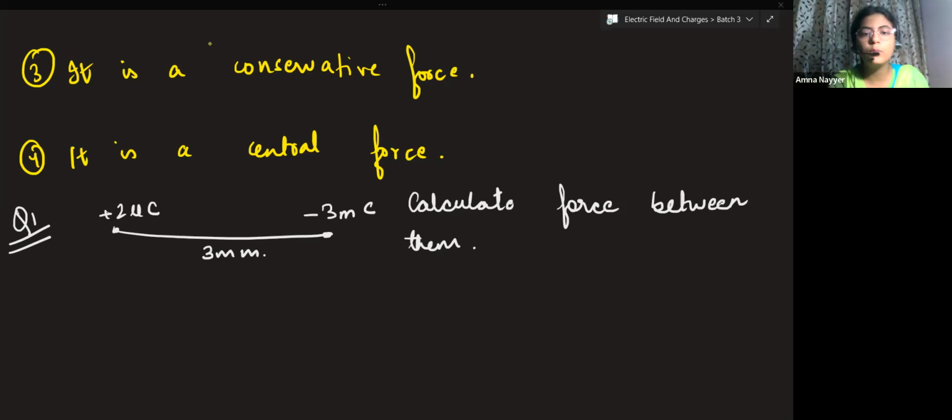See, how do we solve this question? You are provided with two charges. One is plus 2 microcoulomb, the other one is minus 3 millicoulombs. The separation between the charges is 3 millimeters. You have to calculate the electric force.